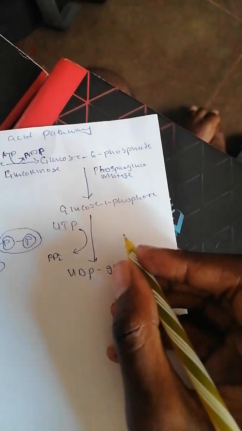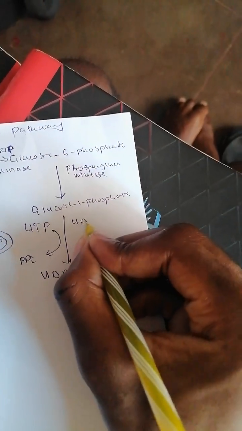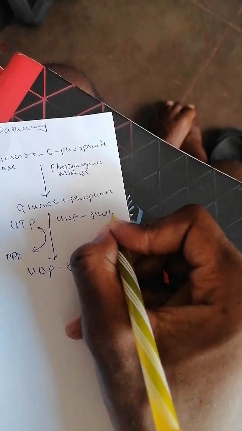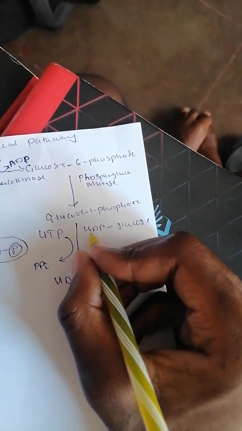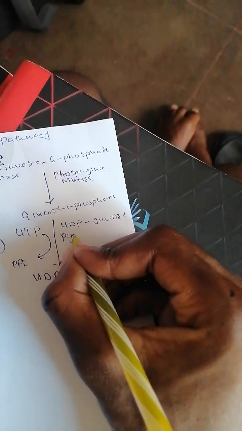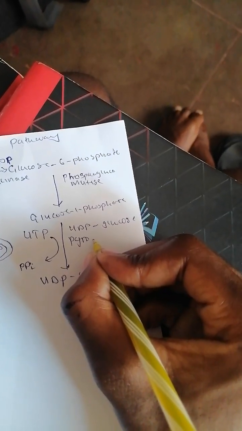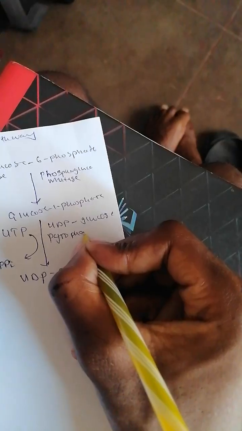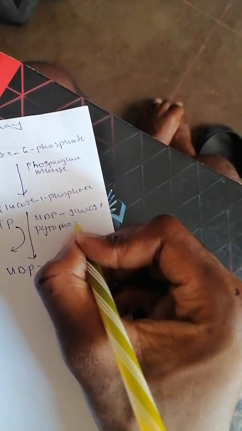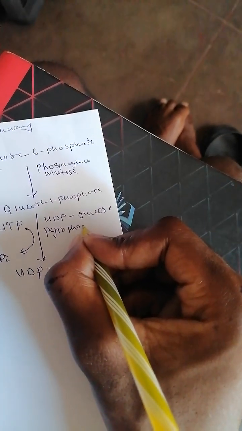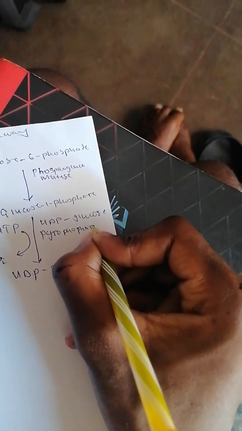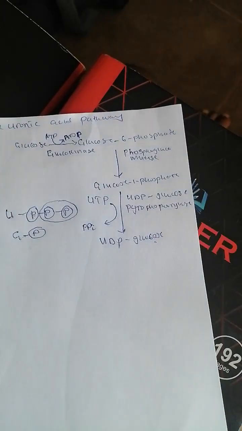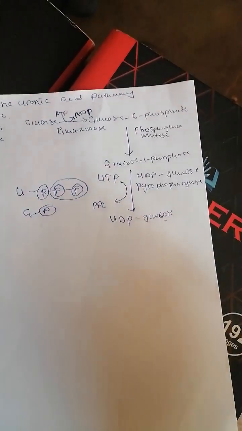Which enzyme is doing this? There is a UDP glucose pyrophosphorylase enzyme. It is as simple as that. So this is how far we've moved.